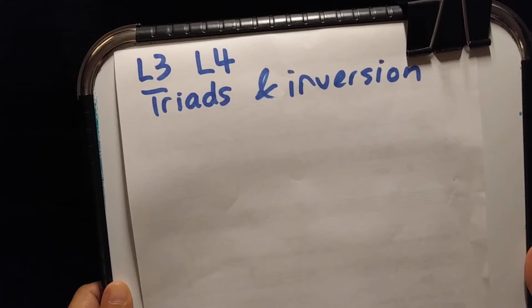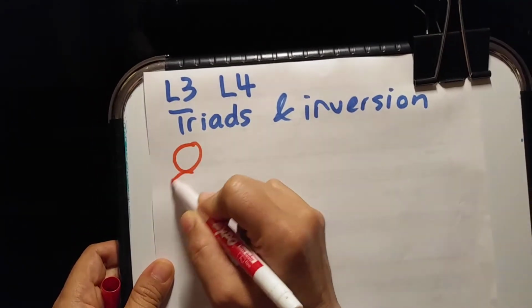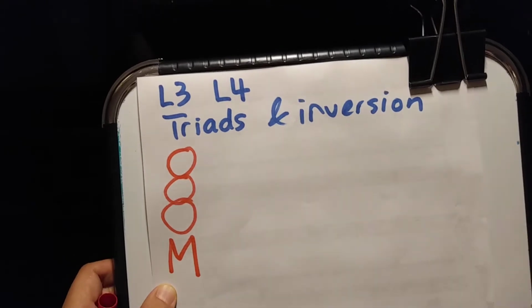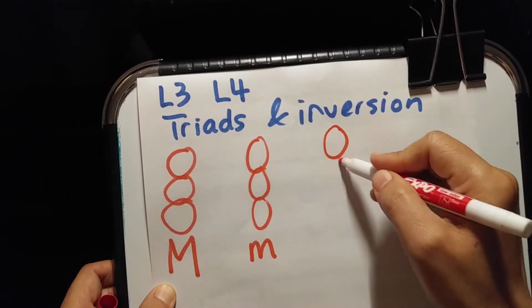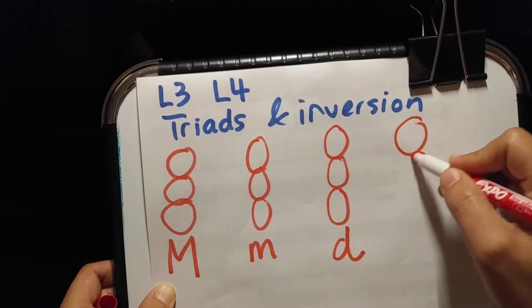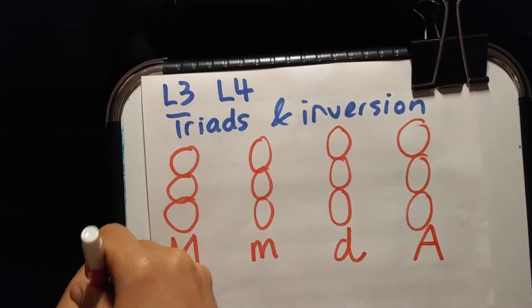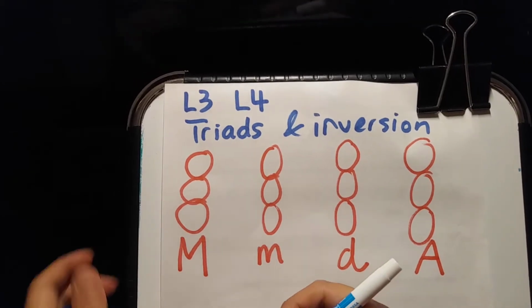Going to look at level 3 and level 4 triads and inversion. Okay, so triad means you have 3 notes. So there's 4 types of triad: major triad, minor, diminished, D for diminished, and augmented. Okay, only 4 types. And each of those 4 types has a different half step.